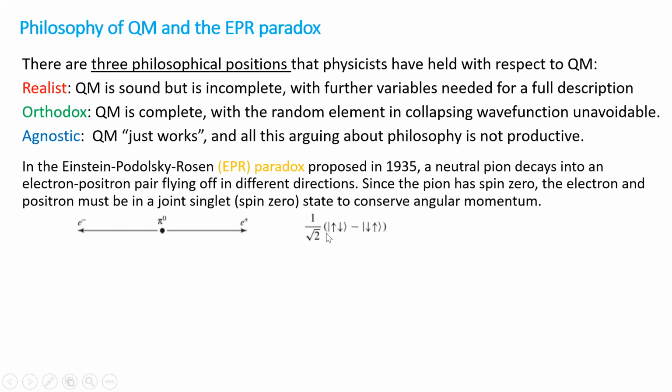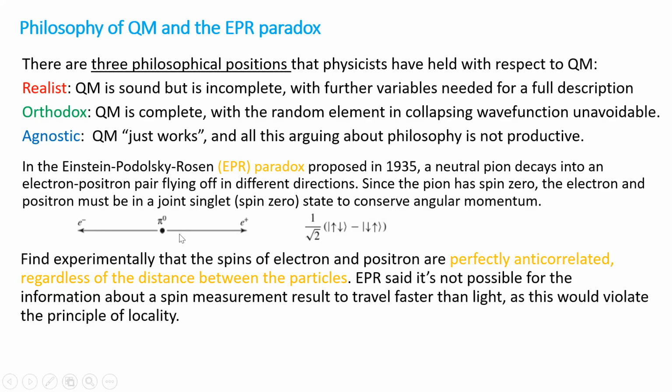Now, one thing to notice is that contained within the singlet state, the electron can be spin up, but if it's spin up, then the positron must be spin down. And conversely, if the electron is spin down, then the positron must be spin up. There's no component of this singlet state where the electron is spin up and the positron is spin up, or the electron is spin down and the positron is spin down. Those are simply not part of the singlet state.